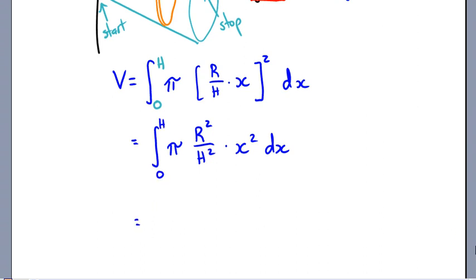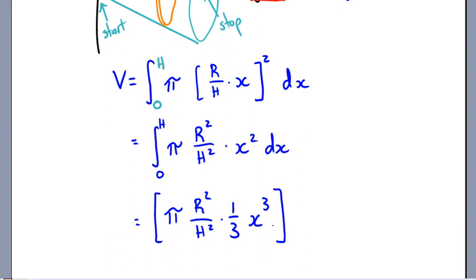Okay, antiderivative for that thing. Well, the pi is going to hang around. These, just some constants, they're going to hang around, and now the antiderivative. It'll be an x cubed with a little 1/3 bodyguard. So if you're ever wondering why there is a 1/3 in a shape like that that goes up to a sharp little tip, the answer is because of the antiderivative of the x squared. And then we'll evaluate from 0 to h.